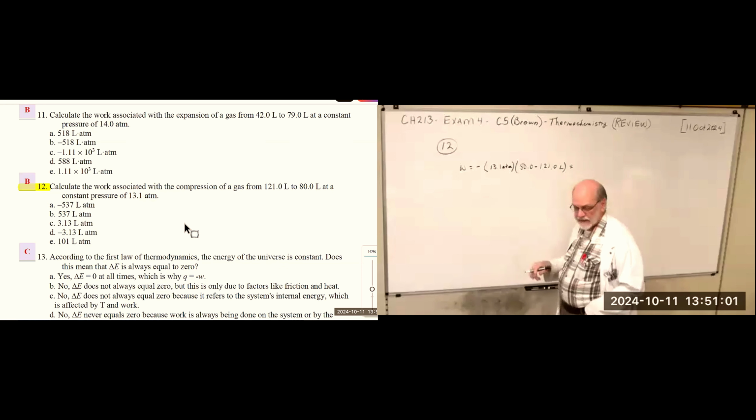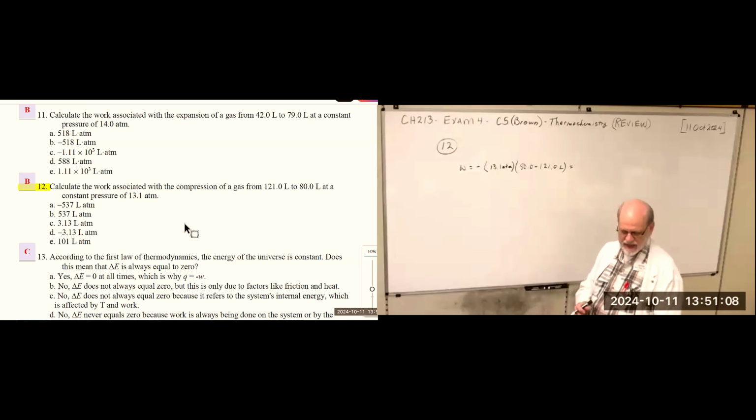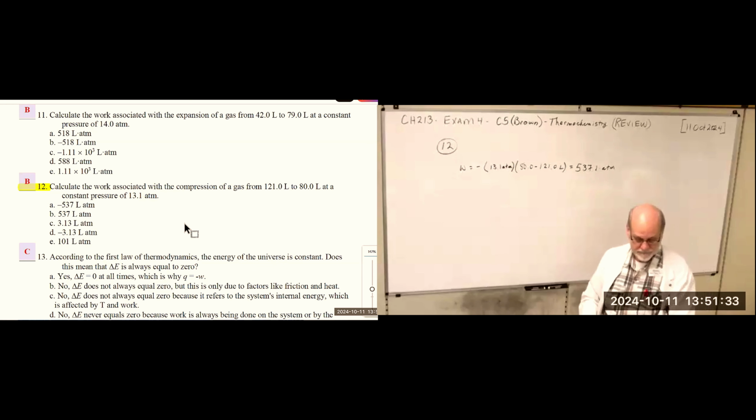Okay. So we're going to end up with a positive value. Does that make sense? It's going from 121 to 80. Yeah. We're compressing the gas. 13.1, I'll stick that one in there. And then 80 minus 121, and then times that one is 537. Is it standard units? Yeah. 537 liter atmospheres. And that's a positive value.